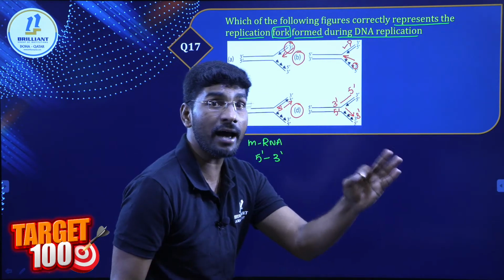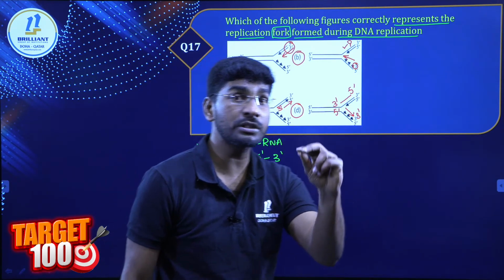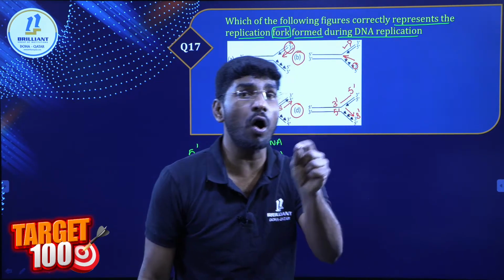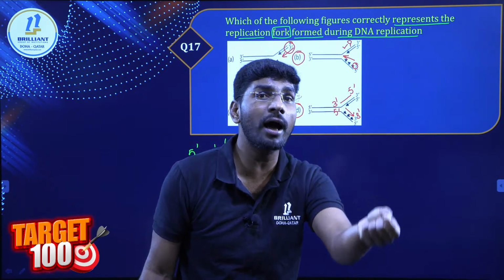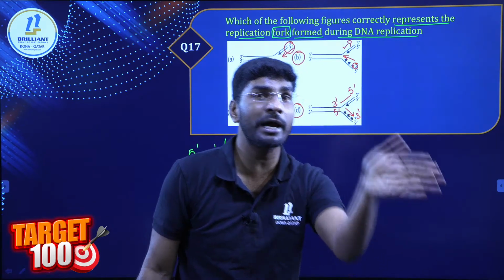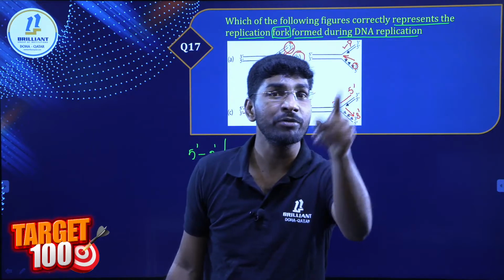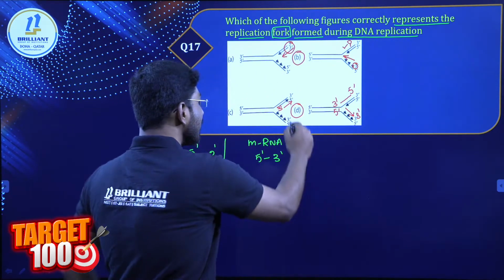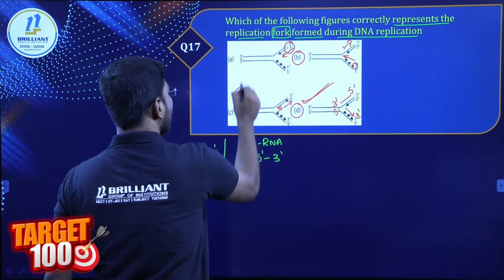So the right answer, remember all of you, sometimes you will get a question like this: newly formed DNA or newly formed hnRNA, it grows from which prime to which prime? Our answer will be 5 prime to 3 prime. Remember, you got my point. So the right answer of this question is option D.